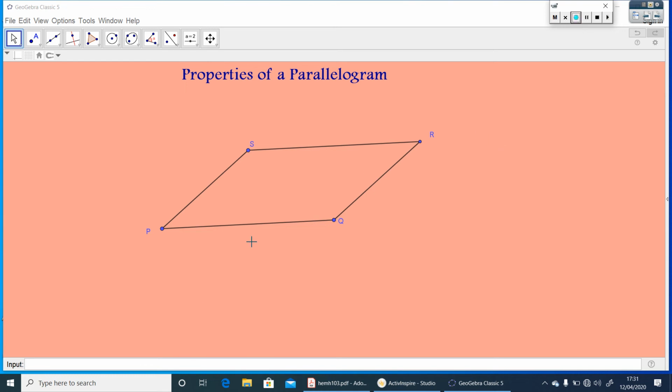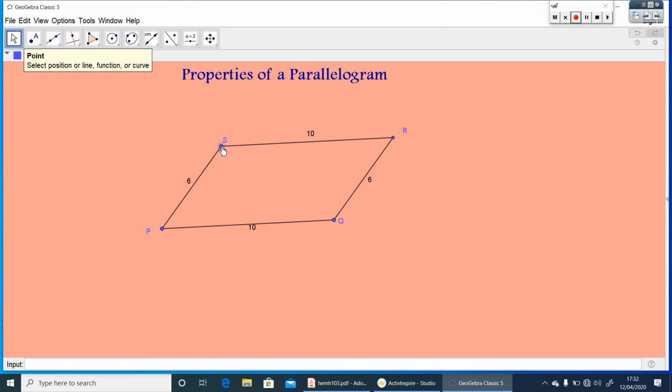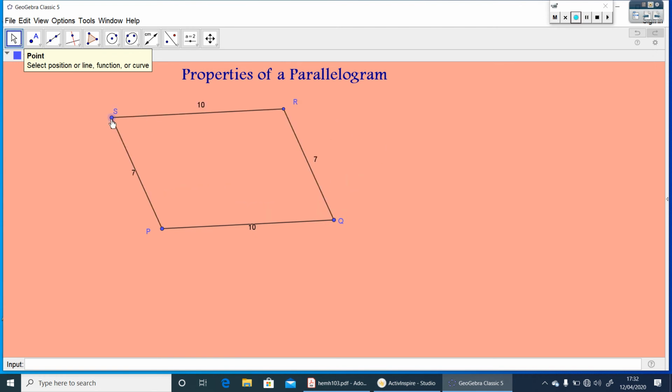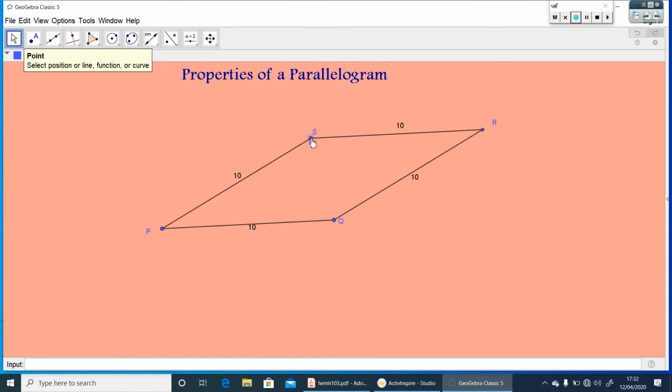Let us check it. Let us measure the length PQ and RS first. Here, both PQ and RS are 10 units. Now let me check the length PS and QR. Both are 7 units. Now let me change the size of this parallelogram. What will happen? Here the length of opposite sides remains the same.